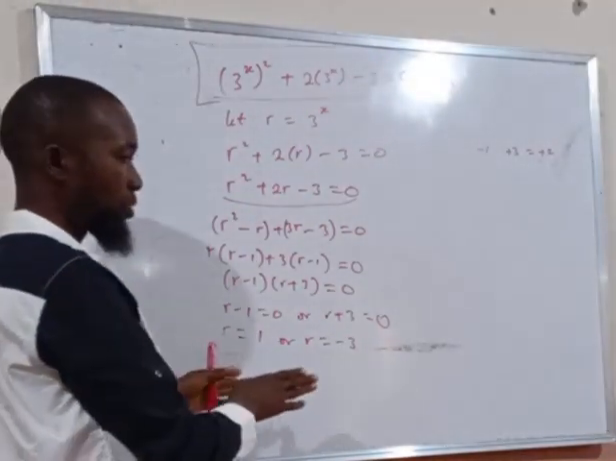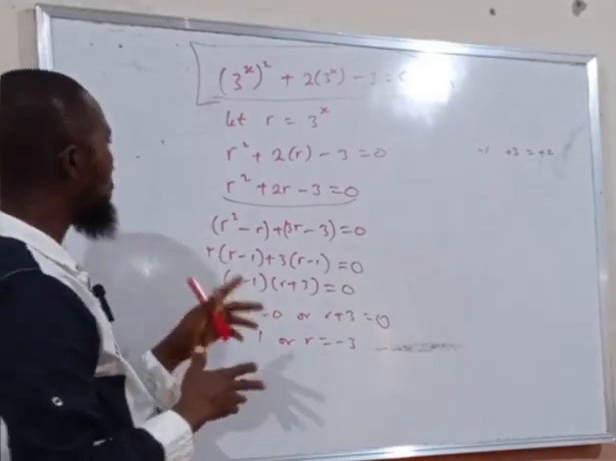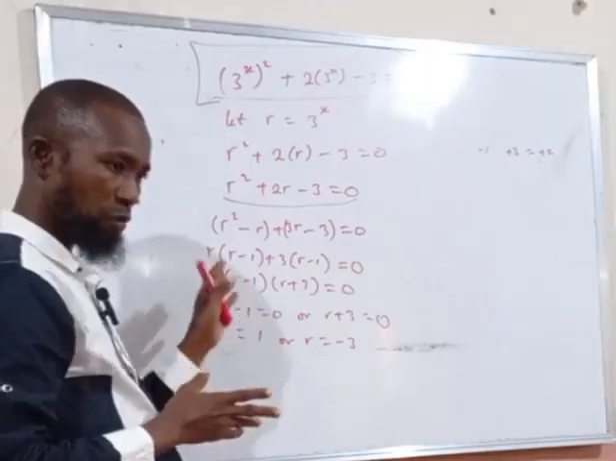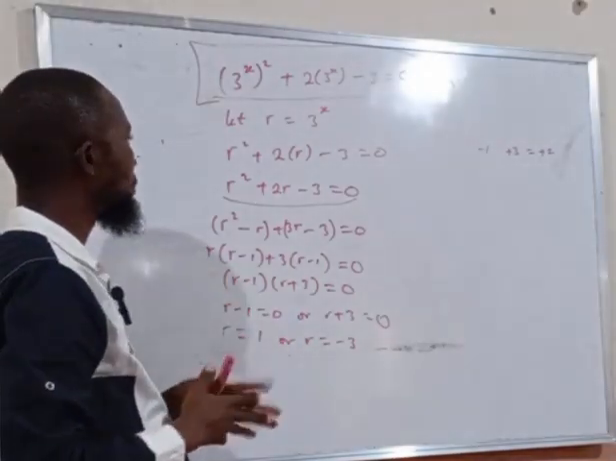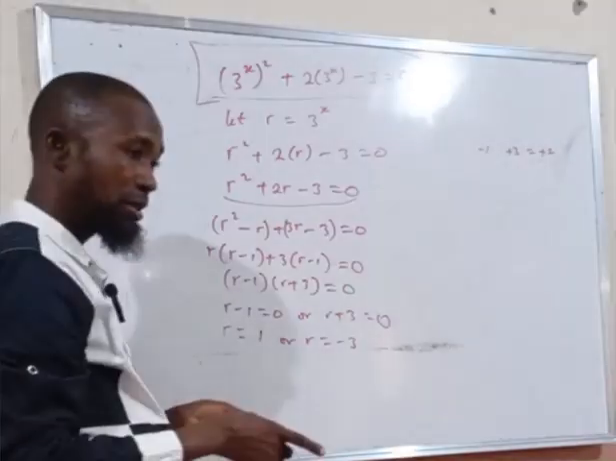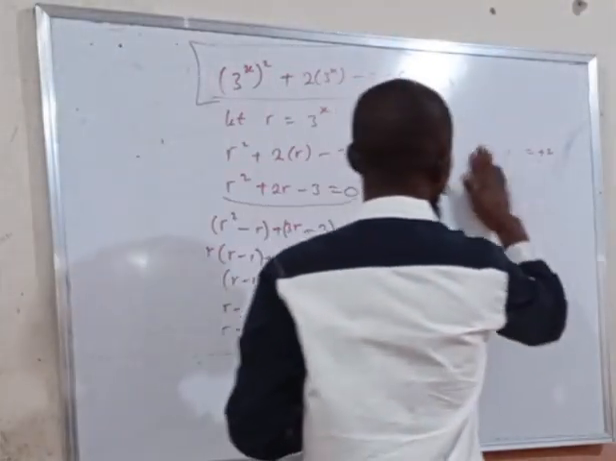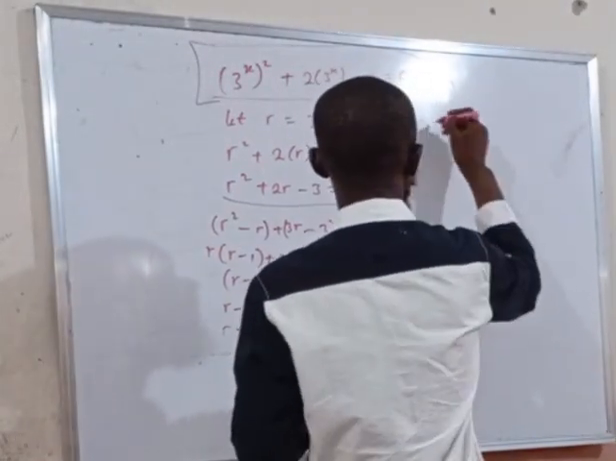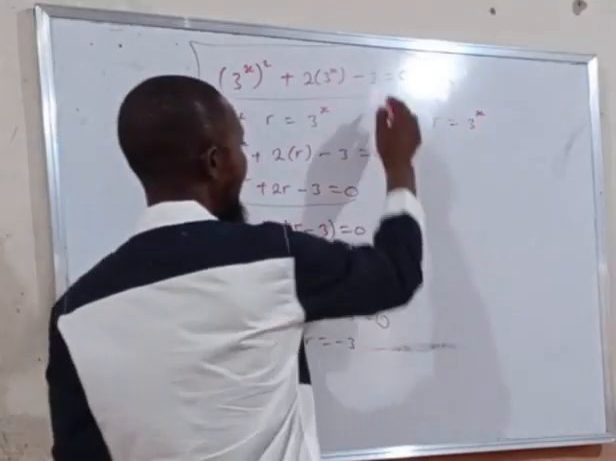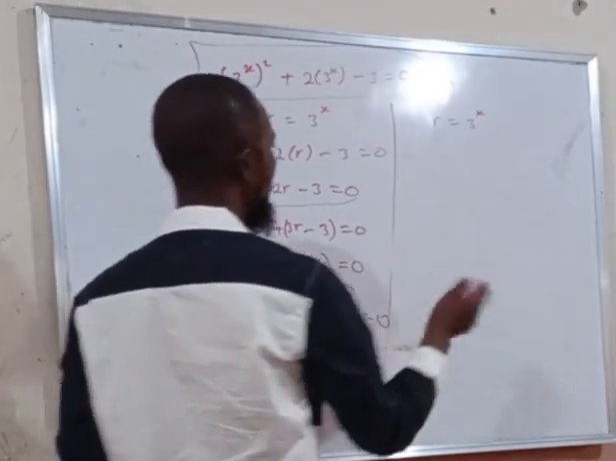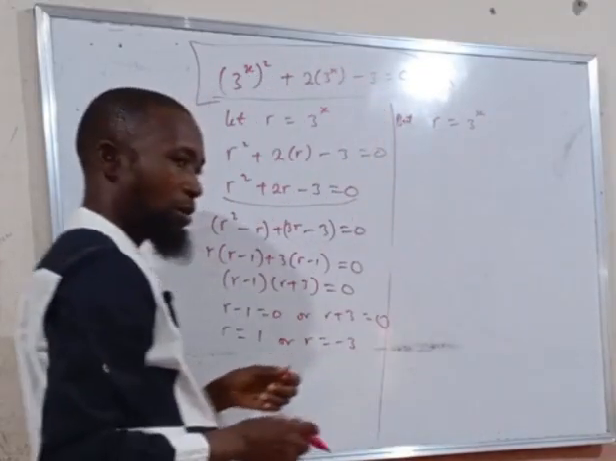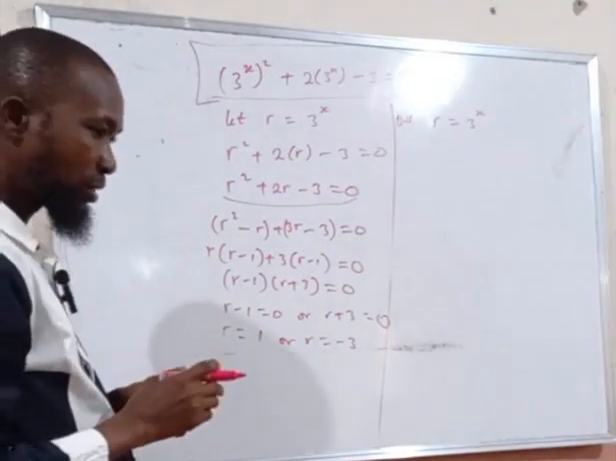From this junction, we are going to go back to where R was introduced into this stuff. When did we introduce R into what we have here? It was at this junction. So you now go back into that place and say that R is equal to 3 raised to power x. Can I continue?